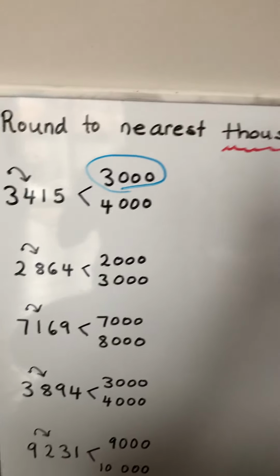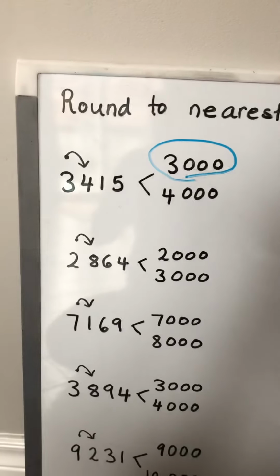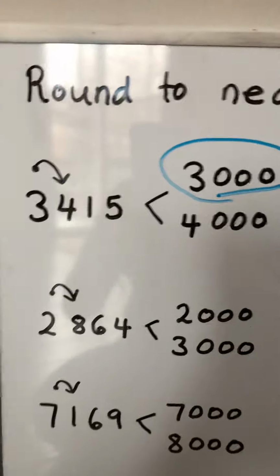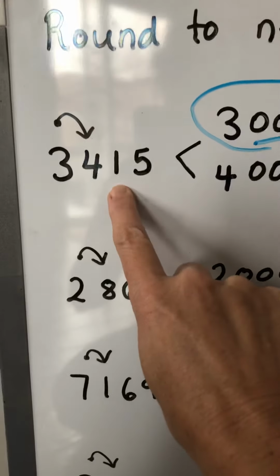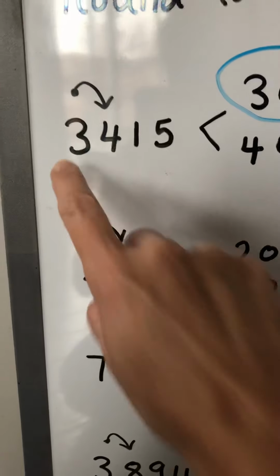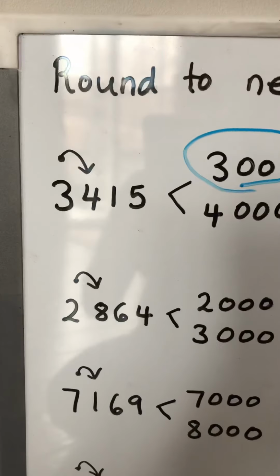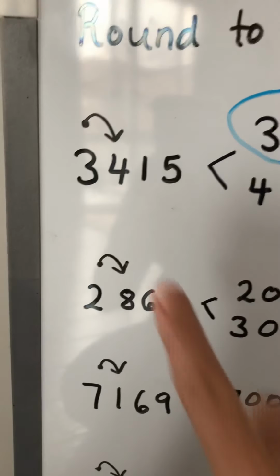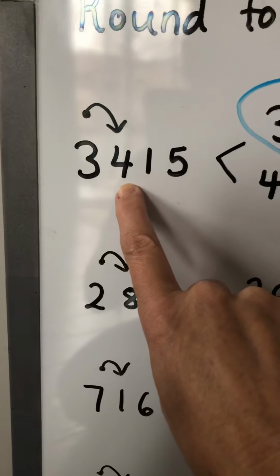Now we're going to round to the nearest thousand. So the number is 3,415. So let's look. These are the units, these are the tens, these are the hundreds, and these are the thousands. So when we're rounding to the nearest thousand, let's remember to put a dot above the thousands, and then it's our hundreds that help us decide.